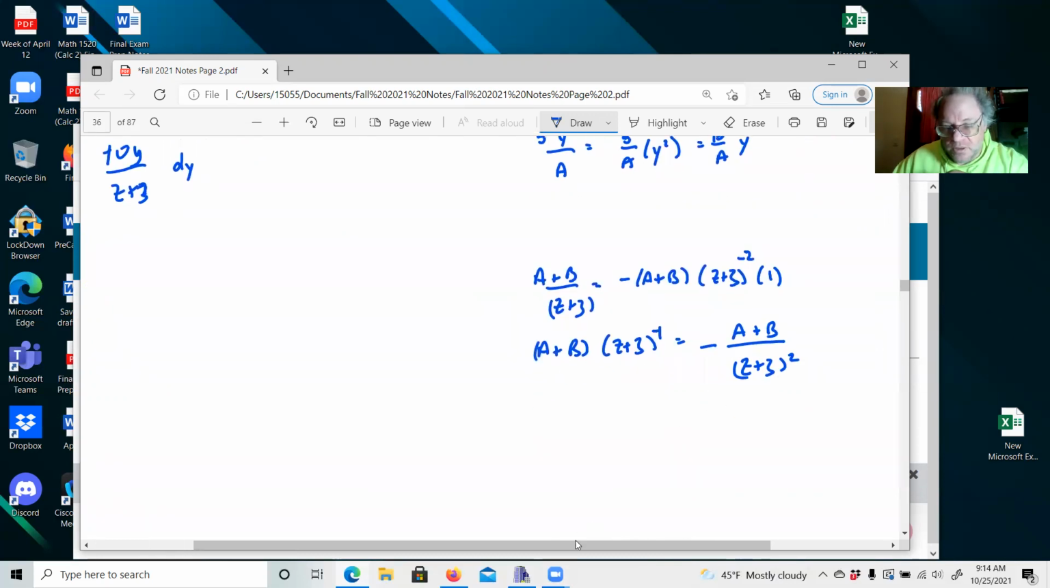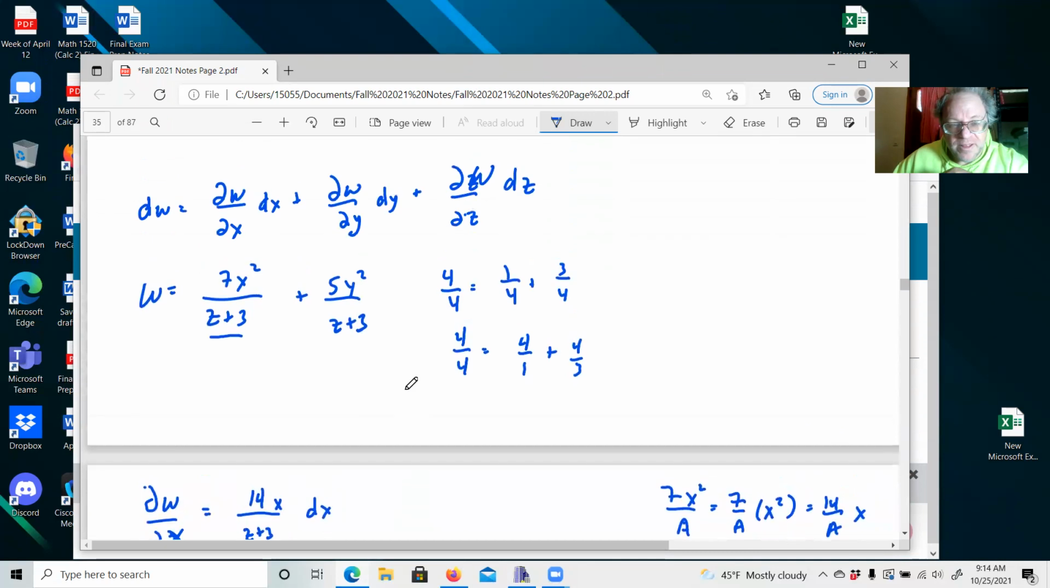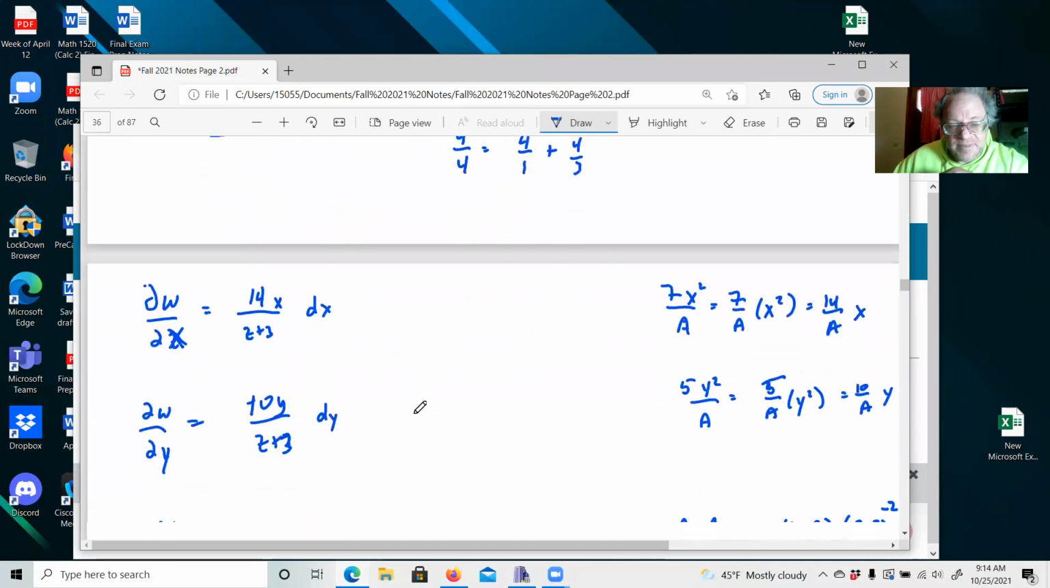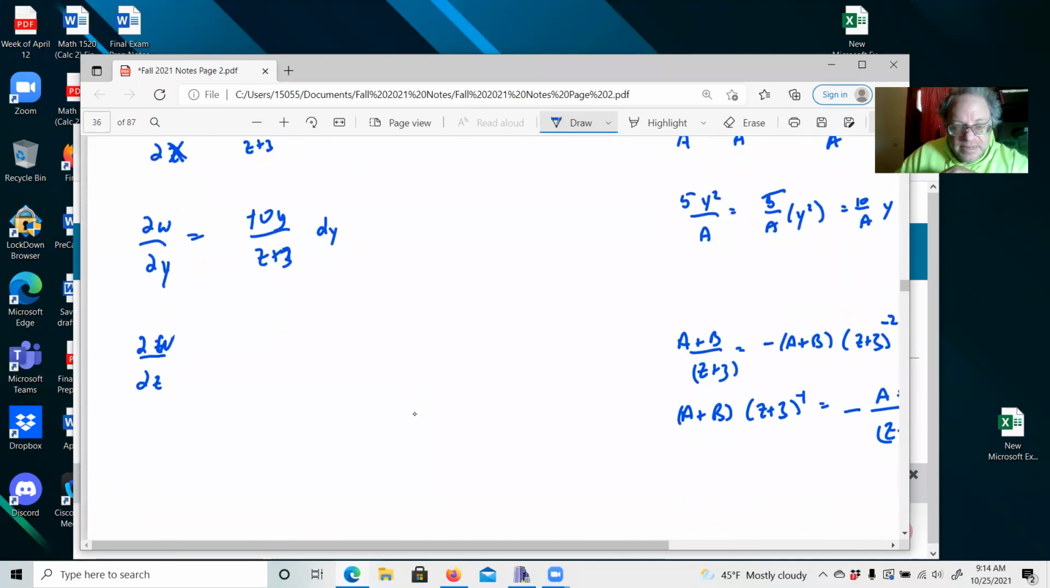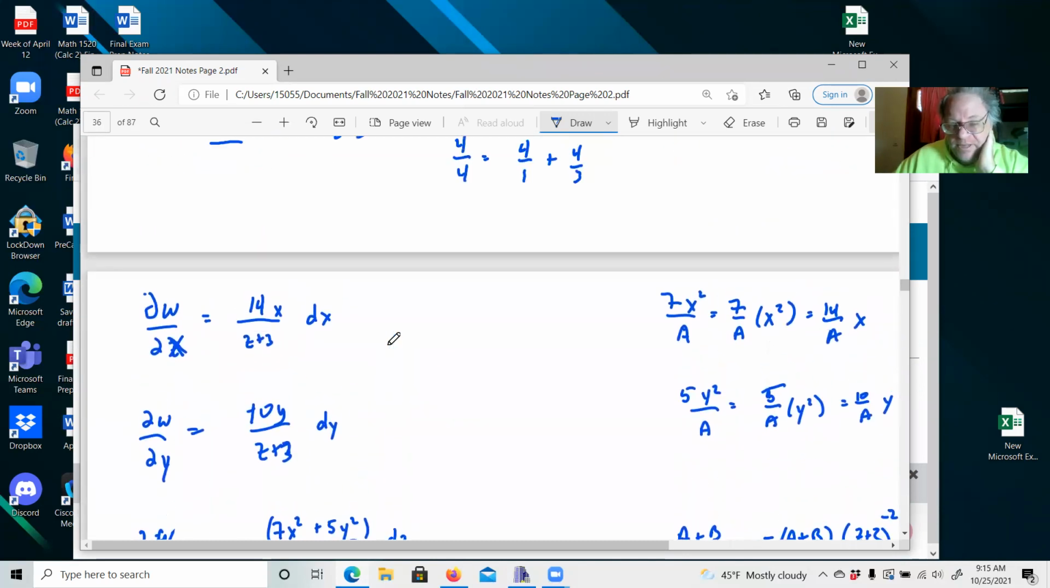So when I want to go back and write this a little bit more properly, we're going to say something like negative 7x squared plus 5y squared over z plus 3 squared with a dz this way. So this is going to be a little bit harder to deal with arithmetic wise, but it's not going to be too bad.